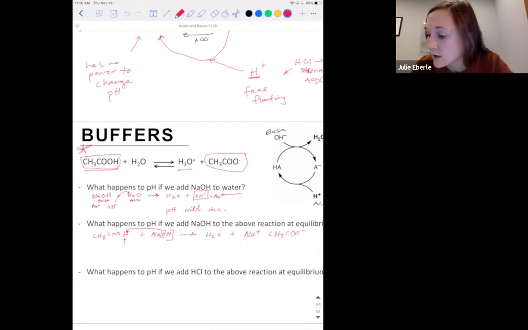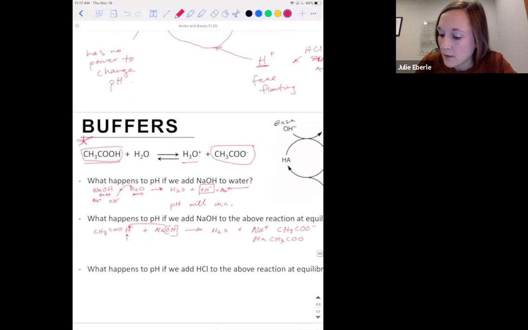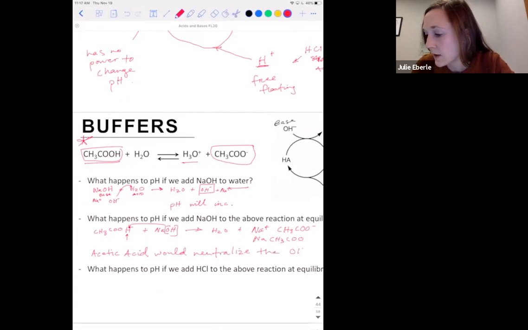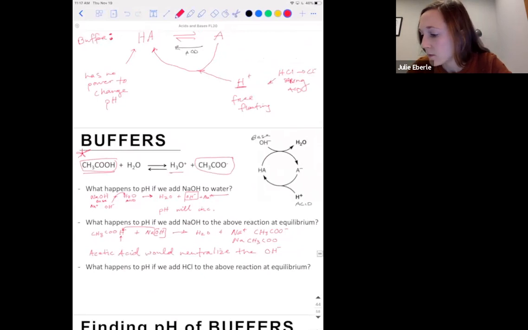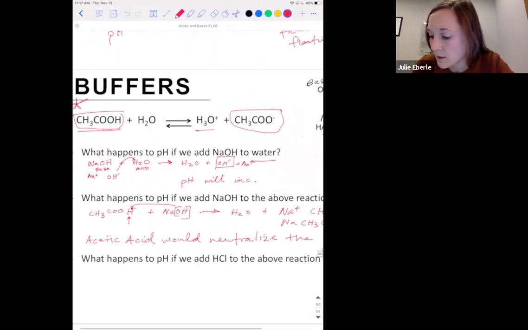Now, if you wrote it like this, sodium acetate, as a neutral compound, I would not count you wrong. You can write them as separated ions still, or just as the compound, either way. But essentially, what we just wrote is that acetic acid, to answer the question, would neutralize the OH minus, the base. pH would not change. We could write that in here.